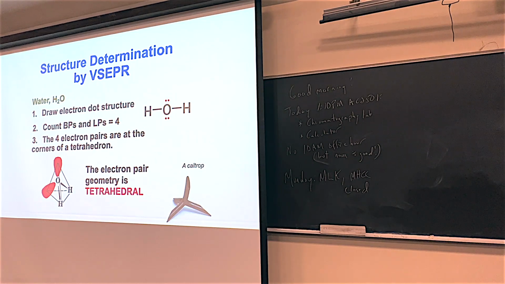Now ammonia had only 1 lone pair and 3 atoms, but it had 4 clouds, tetrahedral. Water has 2 lone pairs and 2 atoms, but again, 4 clouds total, tetrahedral.